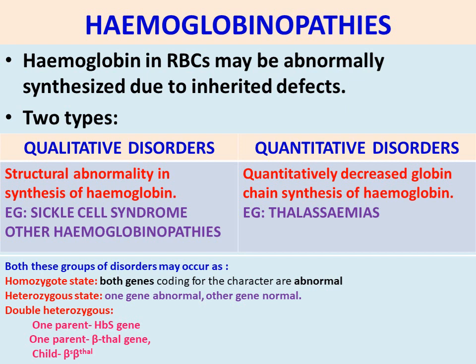Then double heterozygous: one parent will have the HBS gene, that means sickle cell hemoglobin. The other parent will have the beta thal gene, that means the thalassemia gene. So both the sickle cell syndrome gene as well as the thalassemia gene are combined in the child. So beta S and beta thal. That is a double heterozygous state.